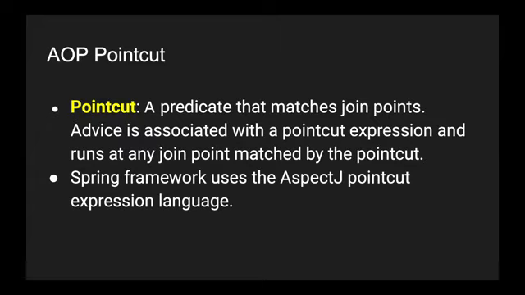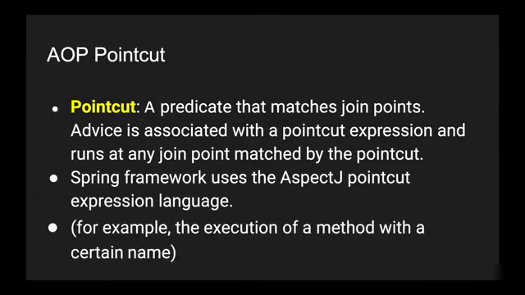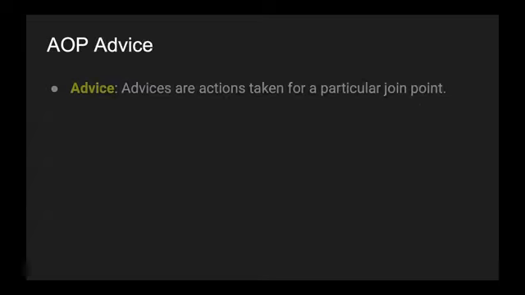Basically, this pointcut will be declared on top of methods. This is an expression language; by using the expression language it will execute our methods. The Spring framework uses the AspectJ pointcut expression language. An example is the execution of a method with a certain name. That is an example of a pointcut. And AOP advice: basically, advices are actions taken for a particular join point.